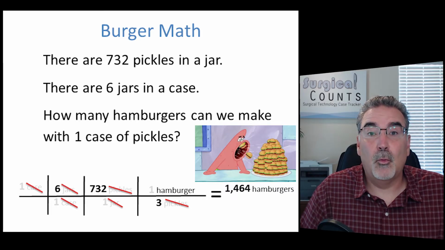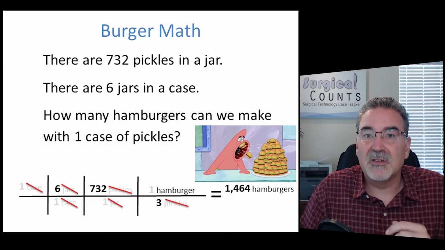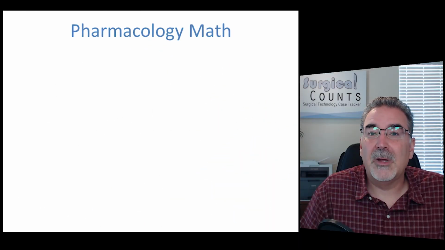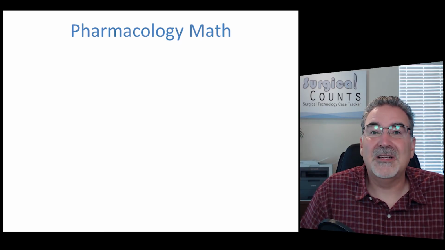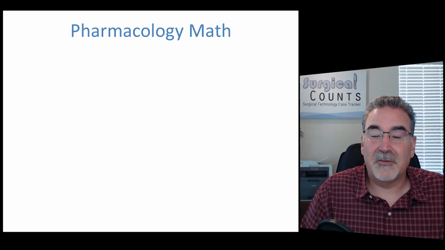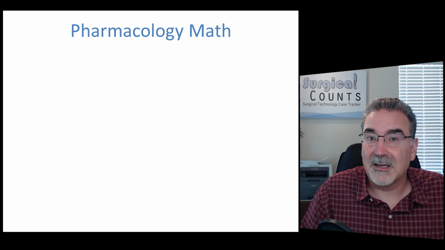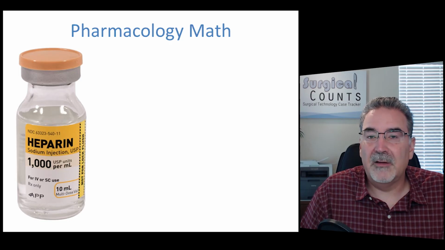All right, so that was cool. We were able to solve a fairly complex problem using the steps of burger math. So how can we apply this method to pharmacology math? Now don't worry, it's going to be just as easy as what we just did with hamburgers. All we have to do is figure out what's the question asking, what's our starting condition, and what relationships can we use. So let's take a look at this vial of heparin and see what information that we have.